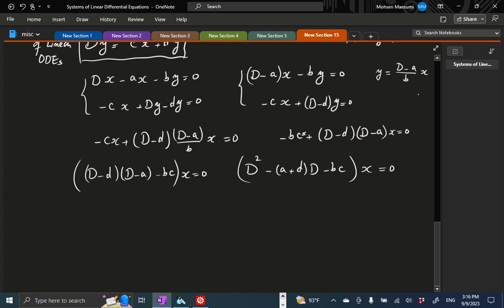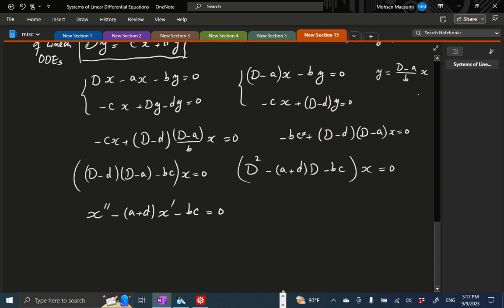Now let's remember what D meant. D meant differentiate. So D squared means differentiate twice. So that equation is equivalent to x double prime minus a plus d times x prime minus bc is equal to 0.